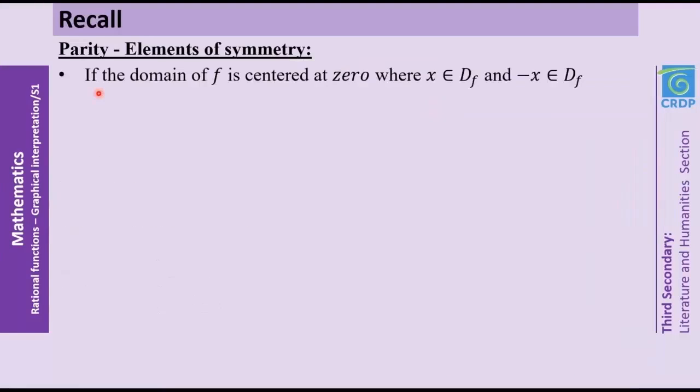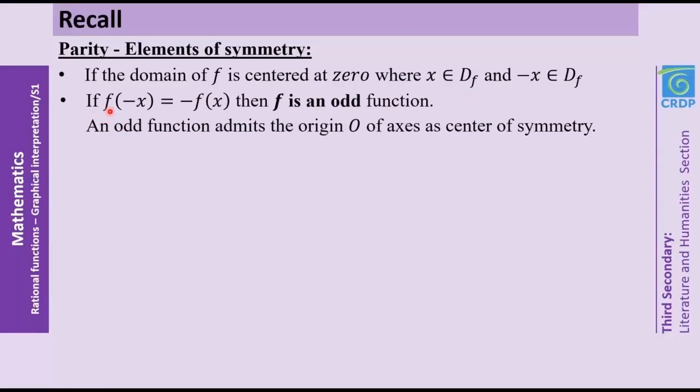The following applies if the domain of f is centered at 0 and x and minus x both belong to the domain of definition for f. If f of minus x equals minus f of x, then f is an odd function. An odd function admits the origin of axis as its center of symmetry. For example, f of x equals x cubed minus 4x, and its domain is the set of R.